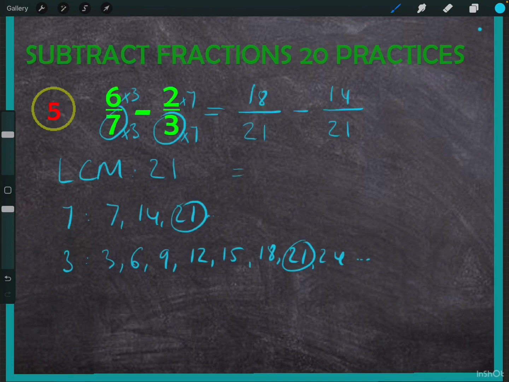Now we have the two new fractions with the same denominator. To subtract them, we write the denominator again. And for the numerator, we get 18 subtract 14, which is 4. 4 over 21 is the answer.